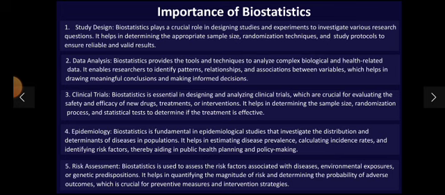Number two, biostatistics is important in data analysis. So biostatistics provides the tools and techniques to analyze complex biological and health-related data. It enables the researcher to identify the patterns, the relationships, and the associations between variables, which helps in drawing meaningful conclusions and making informed decisions.